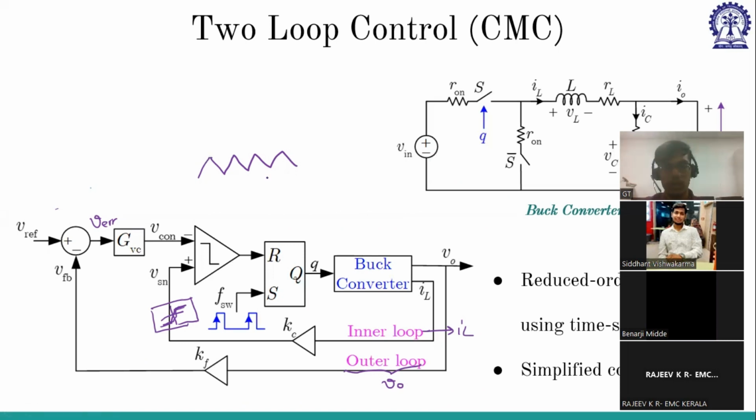Sir, please repeat that point. Whatever IL we consider, it has a ripple of 20 to 30%, whereas V0 will have only 2 to 3%.